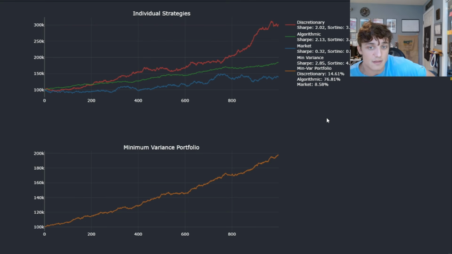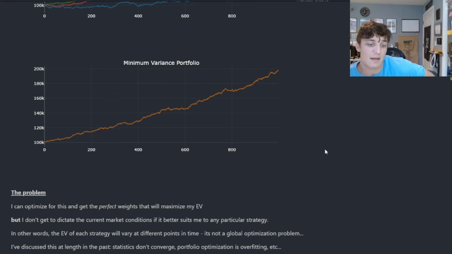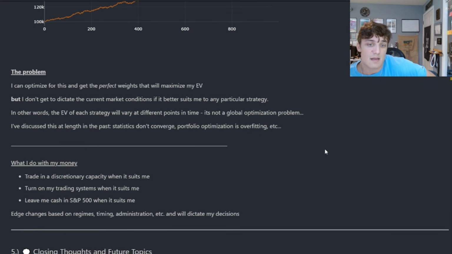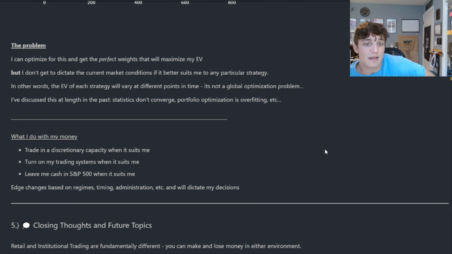Volatility is going to increase, volatility is going to decrease, uncertainty is going to dissipate, things like that. So the expected value for each strategy will also vary at different points in time. It's not a global optimization problem is really what I'm getting at here. This is a very time variant space. Nothing is static. Everything is moving, and you're trying to come up with these measures that are largely meaningless as you're trying to make decisions in a trading capacity over time.